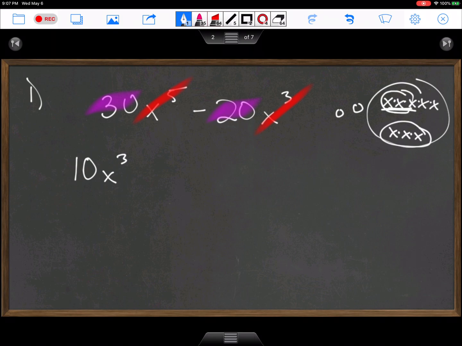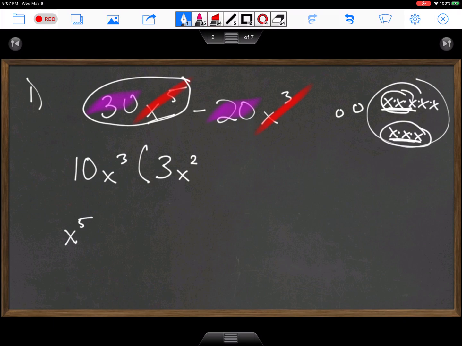See, x to the 5th has x times x times x. x cubed has x times x times x. So I'm going to throw that term out front. That's my monomial. Then in parentheses, it's kind of like we're undoing the distributive property right here. I'm going to focus on this term. When I divide 30 by 10, I get 3. And when I divide x to the 5th by x cubed, I get x squared. You might remember, x to the 5th divided by x cubed, 3 of these factors of x cancel 3 of these factors of x. That's where I'm getting this x squared right there.